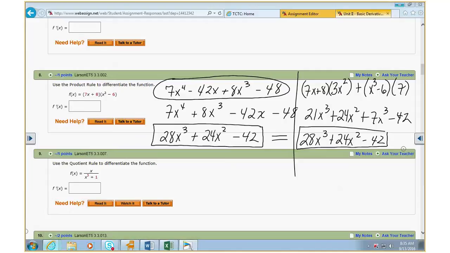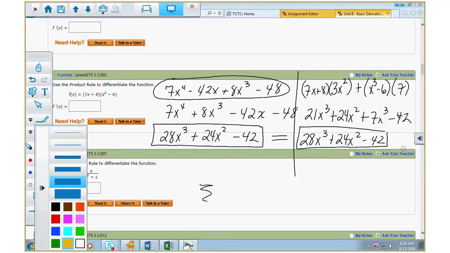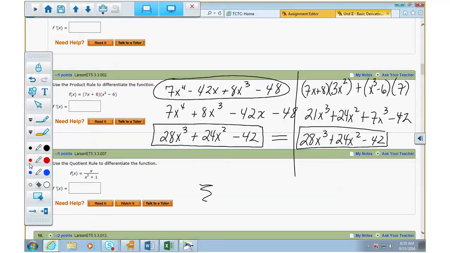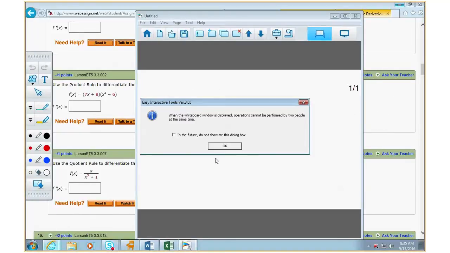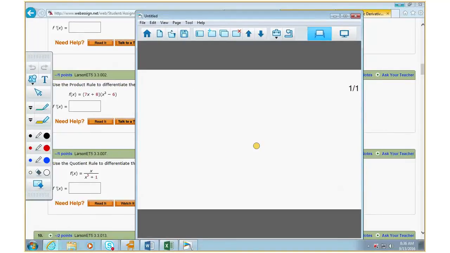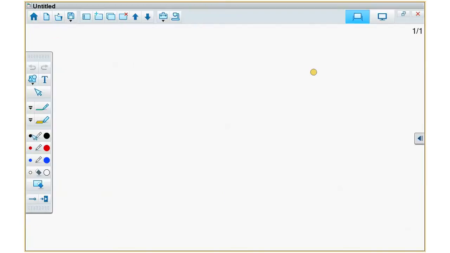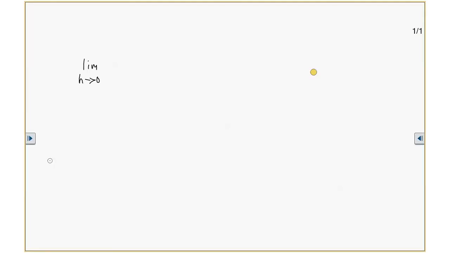All right, so y'all give me this on the whiteboard. All right, so limit as h approaches 0. Sorry, should have turned that off before this.